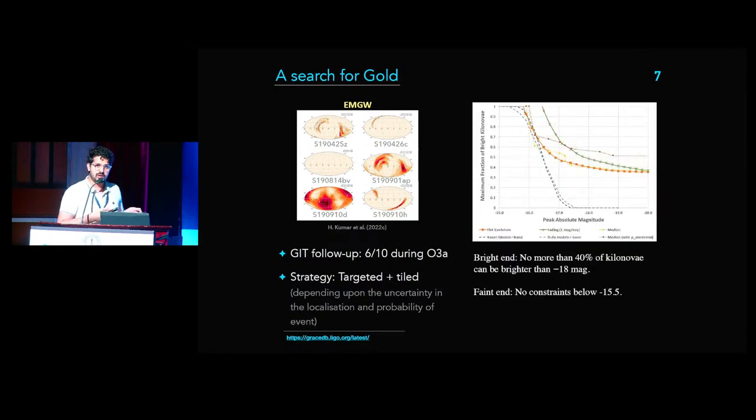Moreover, we combined all our observations and the upper limits with the whole GROWTH collaboration, which is a network of 20 different telescopes, and found that not more than 40% of the kilonovae can actually be brighter than minus 18 magnitude. So this is actually a very crucial number to decide the strategy during O4, O5, and the upcoming LIGO runs to effectively find the counterpart during these observations.